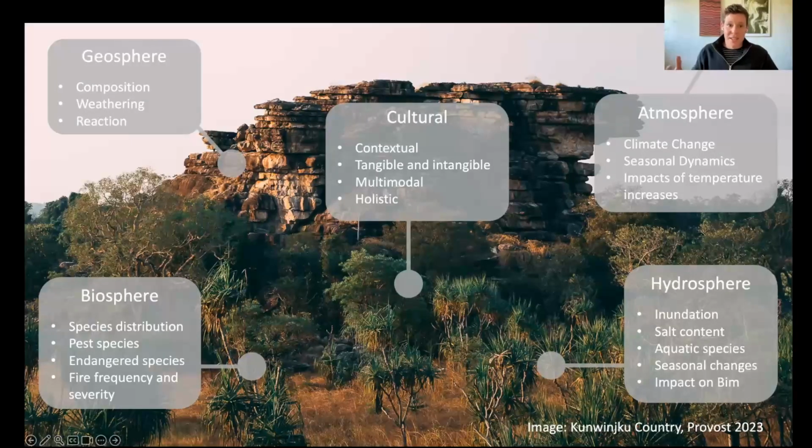And to understand the complexity of these changes requires a range of multispherical data, including from the geosphere, information about rock composition, weathering, how chemical processes are affecting the art over time, biosphere, species distribution and how they're interacting with the art, pest species, endangered species, fire frequency and severity. We're finding that the ash and the charcoal is adversely impacting the rock art, hydrospheric data, inundation of the region, the salt content of the water, what aquatic species and habitat is there, seasonal changes in water levels and composition, and how these are changing over time with sea level rise.